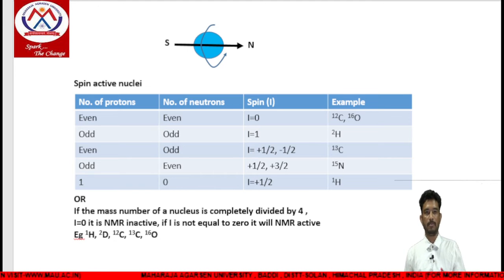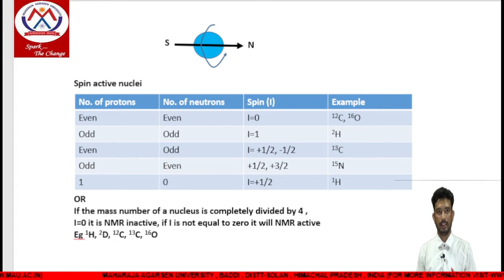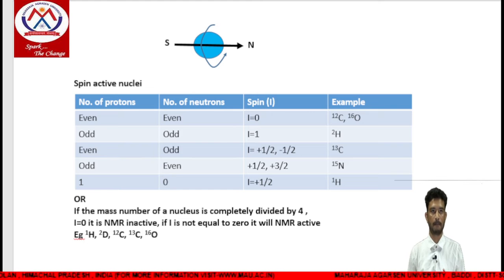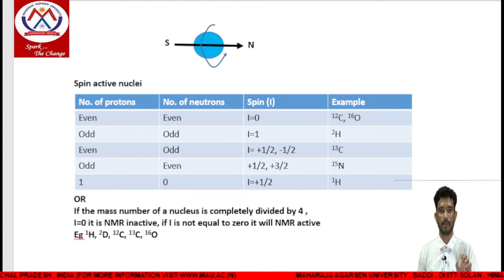So we have seen magnetism in our atoms. What is it that makes our nucleus magnetic, or how can we decide that a particular nucleus is NMR active or NMR inactive? If we look at the slides, if we have an even number of protons and an even number of neutrons, the value of I, which stands for the spin quantum number, is 0, meaning our nuclei are NMR inactive.